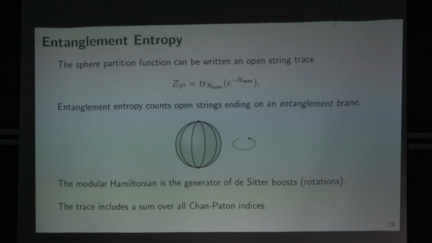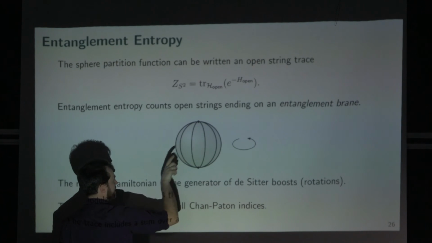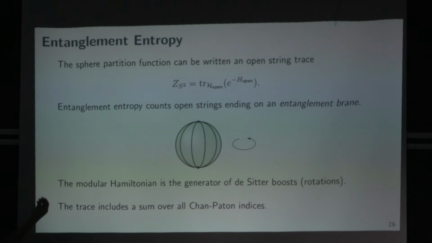And now the result is that I can take my sphere partition function and write it in an open channel, just as I did for the Yang-Mills theory. And now the entanglement entropy is counting these open string states, and they're ending on this brane-like object, which we call an entanglement brane. It's the brane associated to the boundary condition that you put at the entangling surface. And the modular Hamiltonian is just the generator of, well, if you like, de Sitter boosts, but in the Euclidean, they're just rotations that hold the entangling surface fixed.